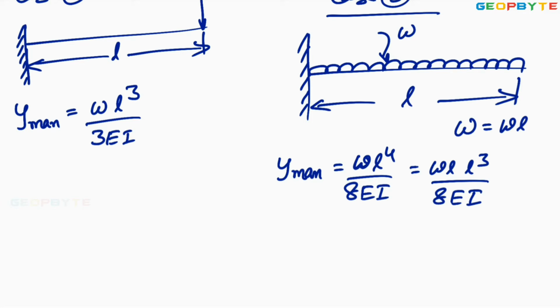Here the product of UDL and UDL distance is the point load. Point load is given as capital W L cube by 8EI. Once again, the point load from the UDL is obtained by multiplying UDL with UDL distance. So this product of UDL and UDL distance is the point load.